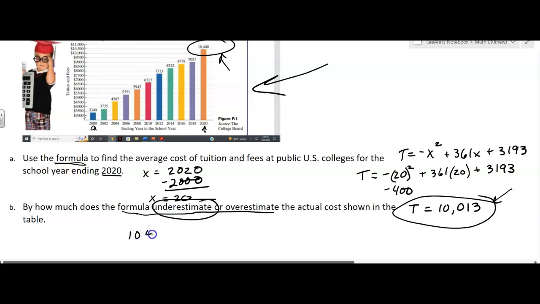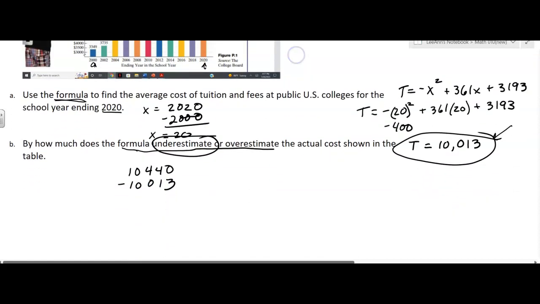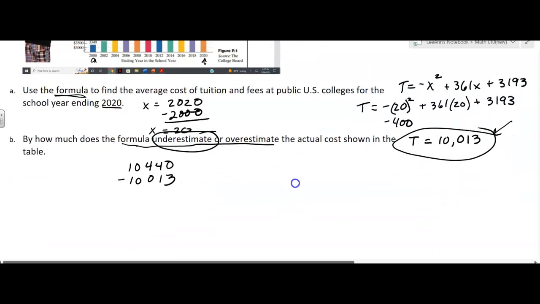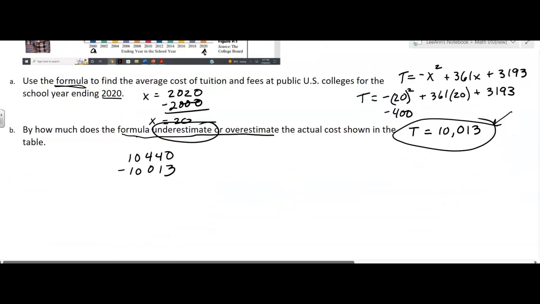What's 10,440 minus 10,013? And that 10,440 is coming from the table here. That's the actual cost, okay? So we're saying the formula was a way to try to get approximately what it is. And then it turns out that our formula estimates a little on the low side.